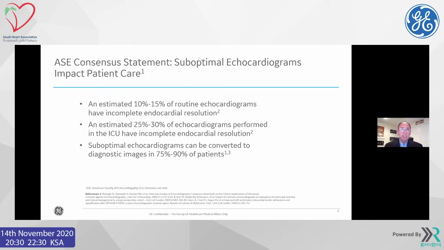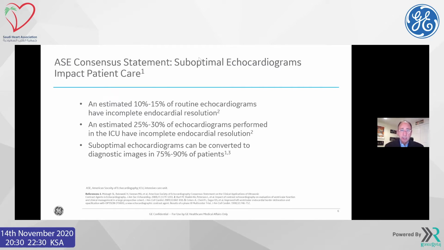Now these numbers are very low in our interpretation, but they say that there's an estimated 10 to 15% of the routine echoes completed out there that have incomplete endocardial resolution. You cannot see the endocardial border. Of those 10 to 15%, there's probably 25 to 30% of those echoes that are usually performed in the ICU or other units that again have an incomplete endocardial resolution or border.